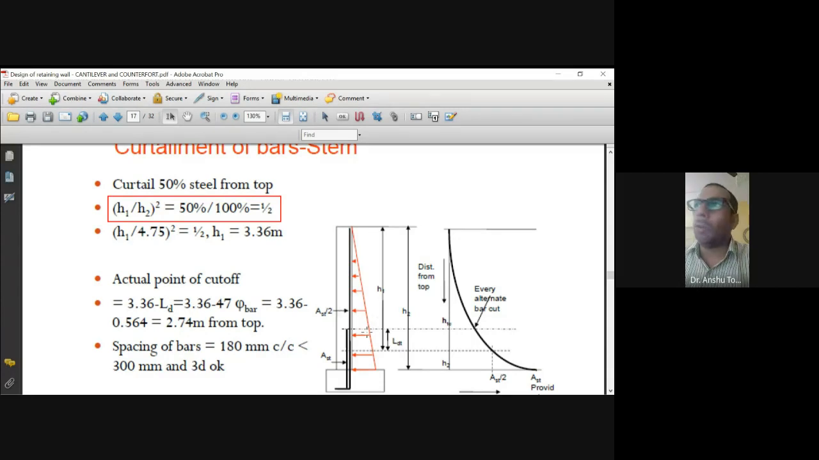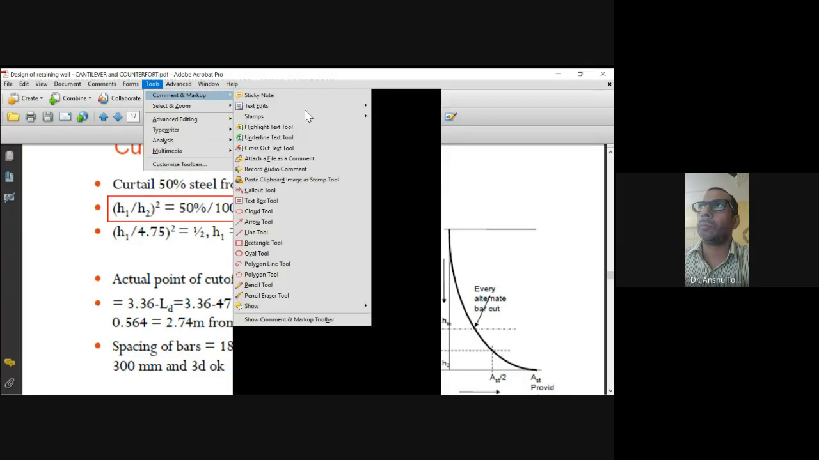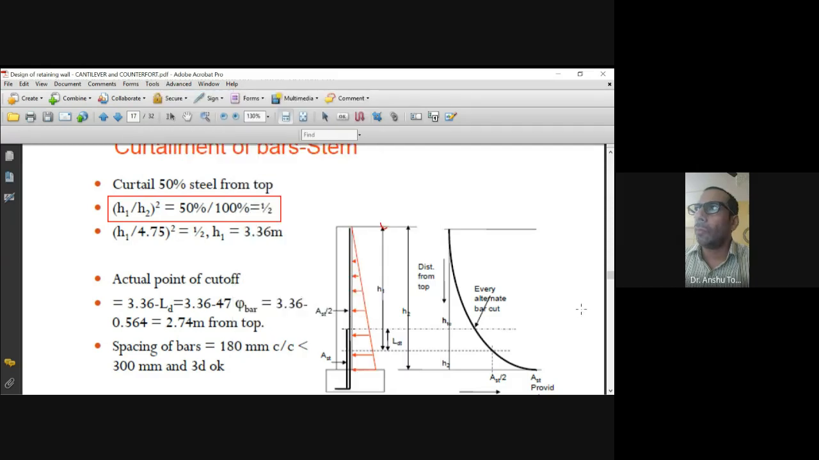So with this calculation, we came to know that it is 3.36 meter from top, 3.36 meter from here. So here we are going to curtail 50% of the bars. What does 50% of the bars mean?